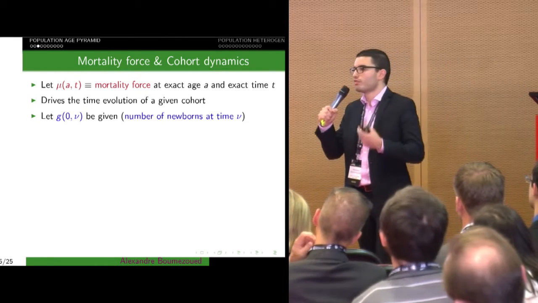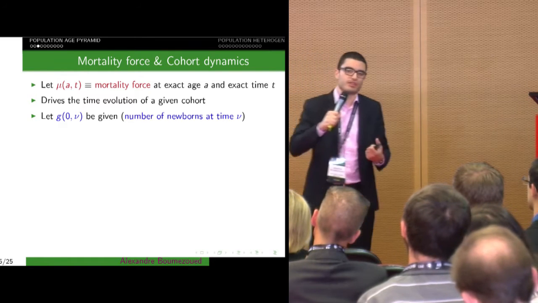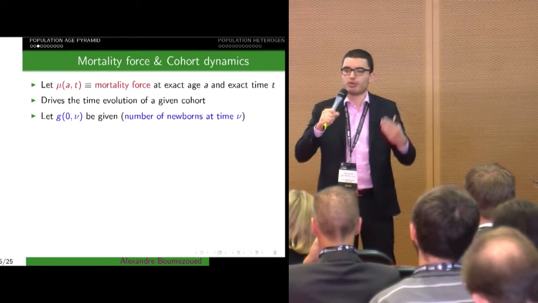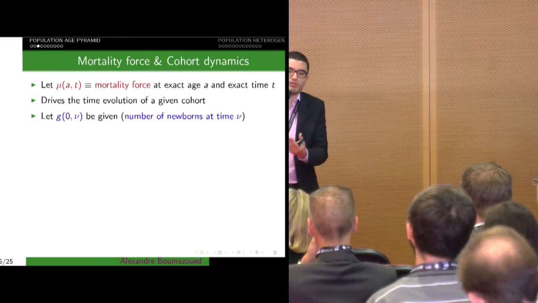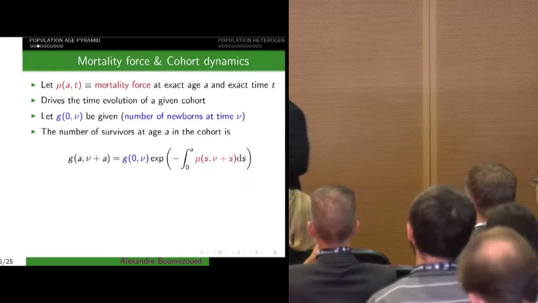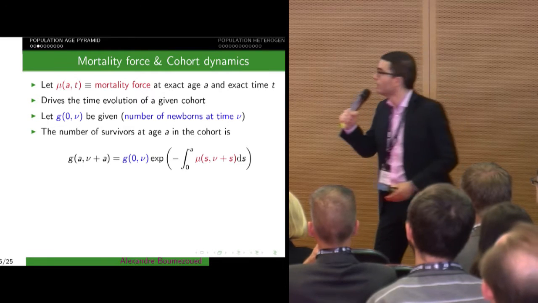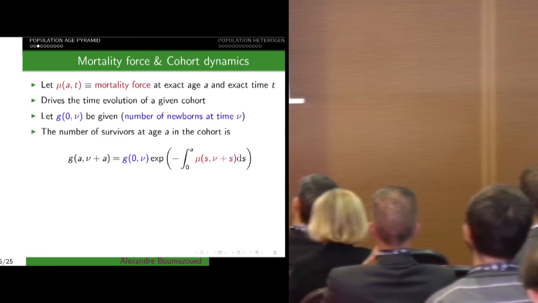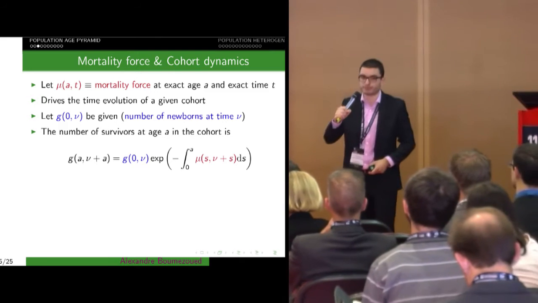And what is the role of the mortality force? It is to address how one given cohort evolves over time. At a given time nu, you have people who are born at time nu. Namely, G(0,nu) is the number of people with age 0 at time nu, so all people of the birth cohort nu. Your mortality force drives the fraction of people who survived until age A. So if you want the number of people in your cohort with age A, you compute the fraction by multiplying your G(0,nu) by the survival function.